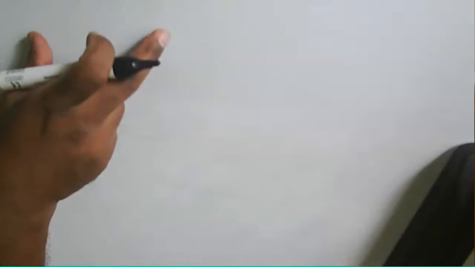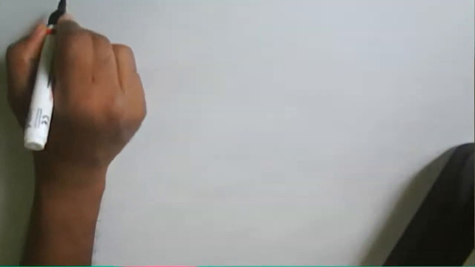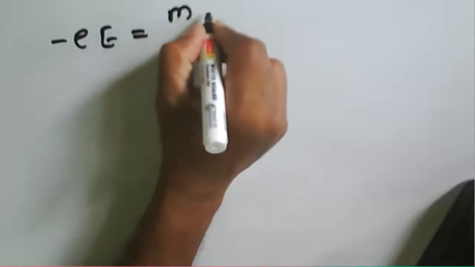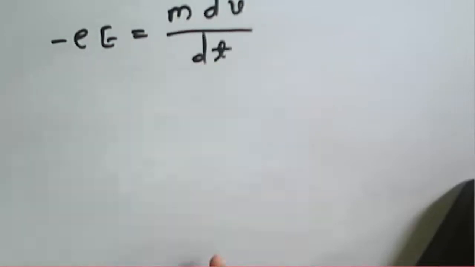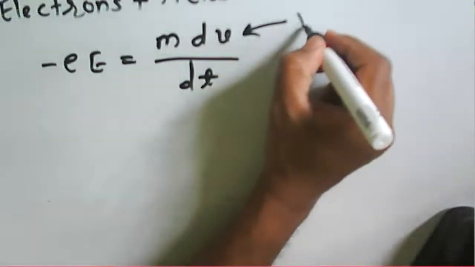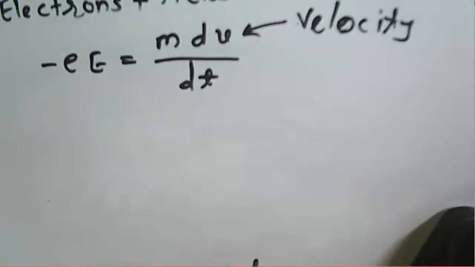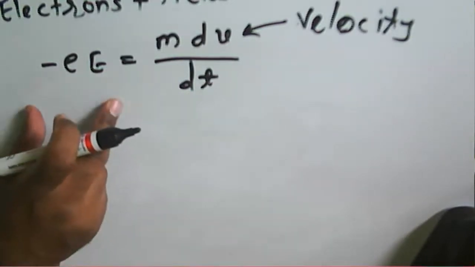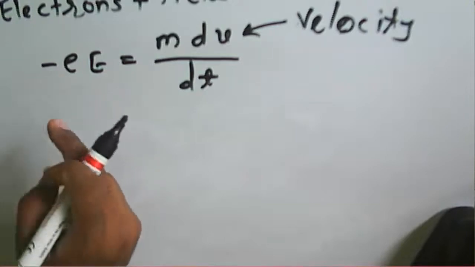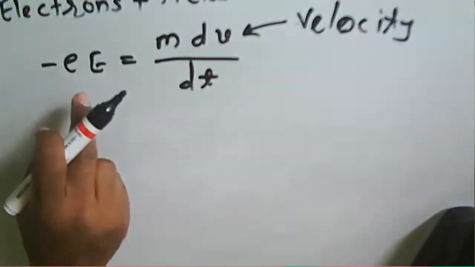Now earlier we said that we have the equation that the electric field intensity E into E here is equal to what? m dV by dt. That V is nothing but what? The velocity of an electron. So now we can write in this way. That m is nothing but the mass and E is nothing but the charge here.